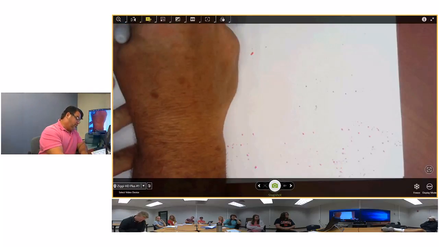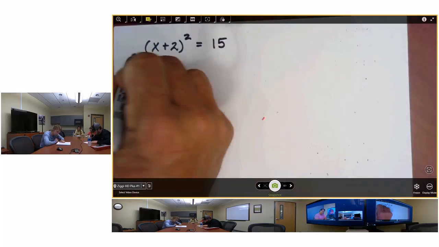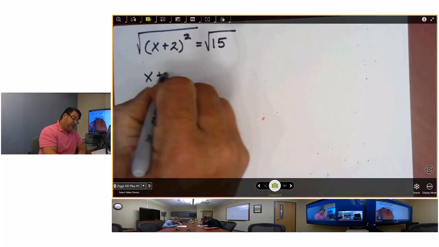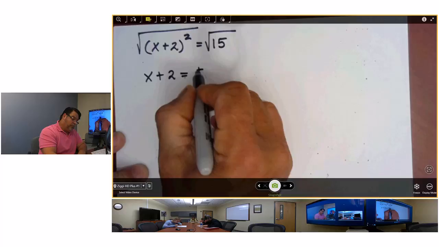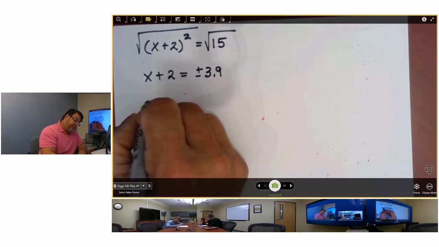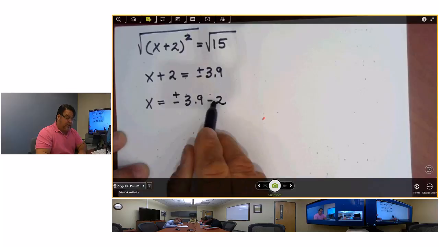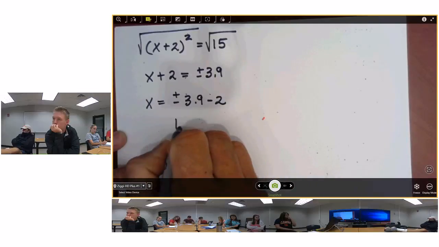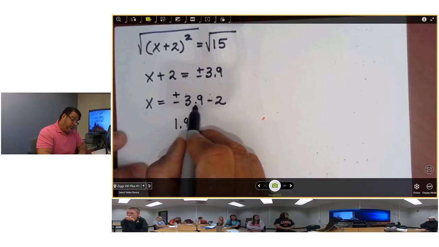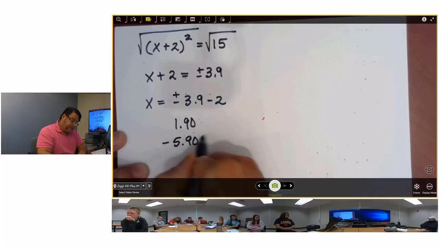Now, find the x-intercepts. x plus 2 quantity squared is equal to 15. Now, take the square root of both sides. x plus 2 is equal to 3.9. I'm going to let y'all figure out how I got 3.9 so quick. x is equal to positive or negative 3.9 minus 2. Now, what's 3.90 minus 2? 1.90. Good job. And if you owe somebody 3.90 and you owe somebody else 2, you owe 5.90. So there are your 2 x-intercepts.